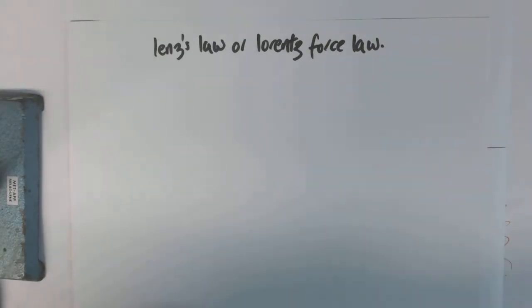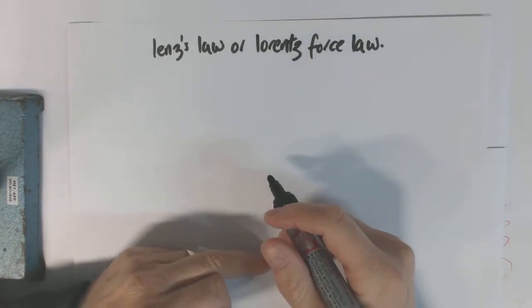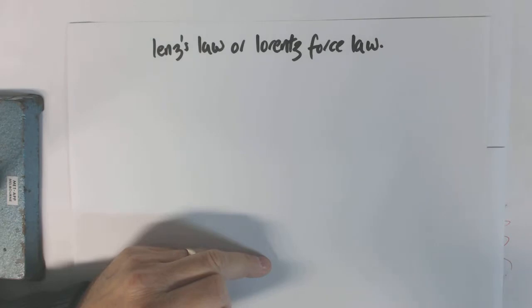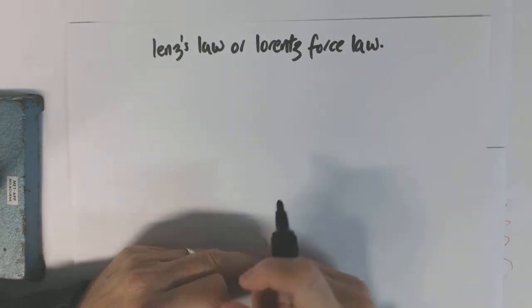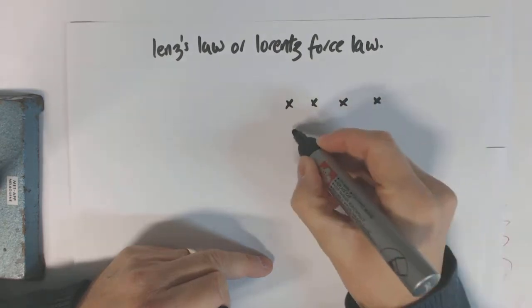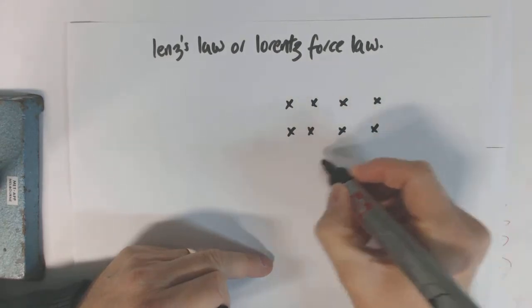What I want to look at here is Lenz's law, or the Lorentz force law, for calculating the voltages in a coil that's moving into a magnetic field. So let's draw our little magnetic field first, using the x's to show going from north to south.